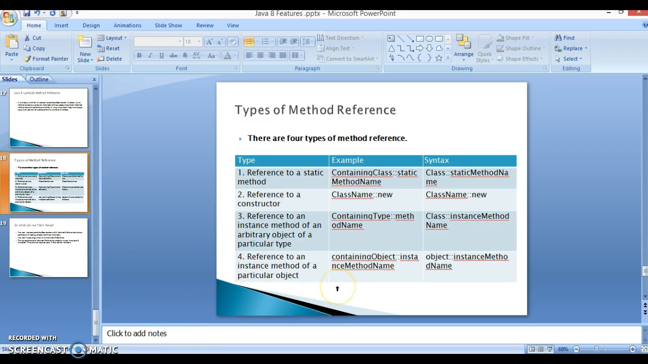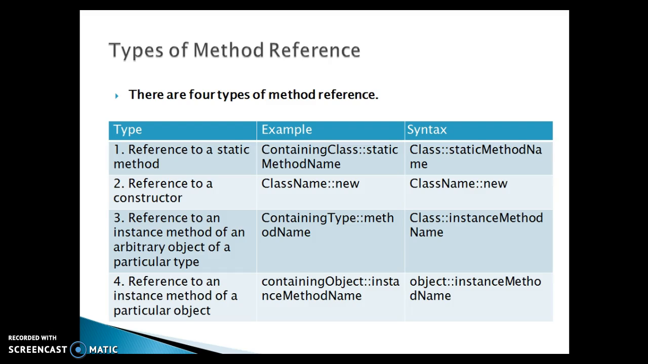If you come to the slide, these are the points we have covered with respect to method reference. The last two points, the 3rd and 4th point, you can club as one. But for better understanding, and because people usually use System.out double colon println very frequently, that's why I have segregated these things. But the 3rd and 4th points you can club as one.